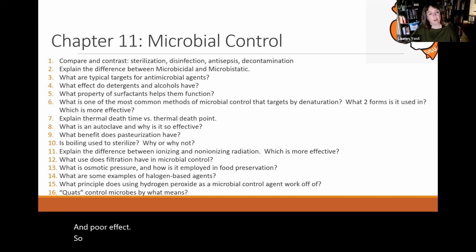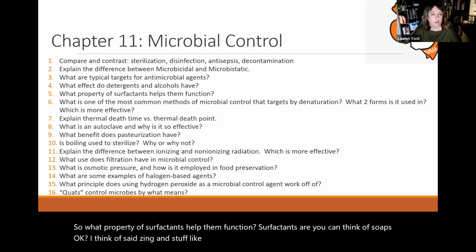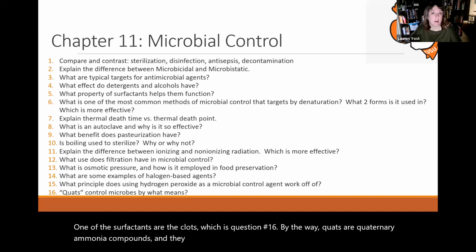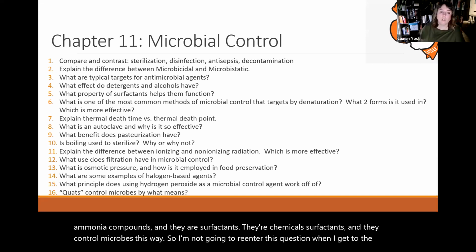So what property of surfactants help them function? Surfactants are, you can think of soaps, okay? Think of sudsing and stuff like that. One of the surfactants are the quats, which is question number 16, by the way. Quats are quaternary ammonia compounds, and they are surfactants. They're chemical surfactants, and they control microbes this way. So I'm not going to re-answer this question when I get to the bottom.